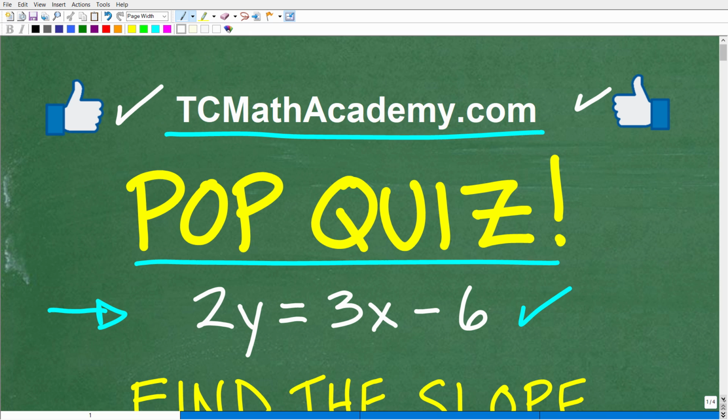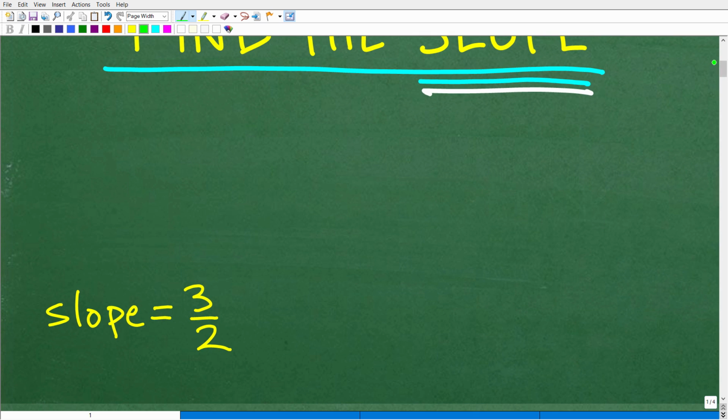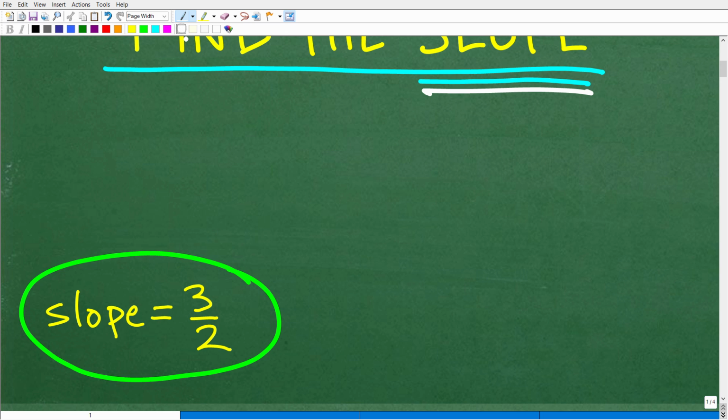All right, so one more time, pretty straightforward question here. We have 2y is equal to 3x minus 6. We want to calculate the slope. And for those of you out there that forgot what the slope is, it's often represented by this little variable m. All right, so if that helps you out, that's fantastic. Let's go ahead and take a look at the answer. The correct answer is the slope of this line or linear equation is 3 over 2 or 3 halves.